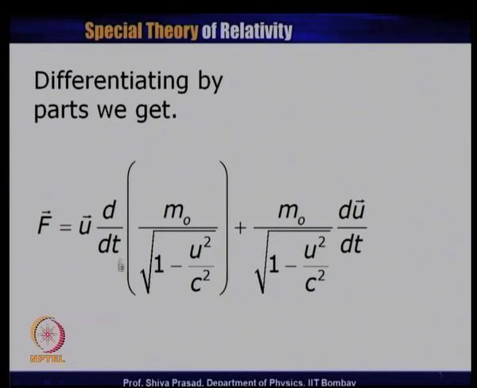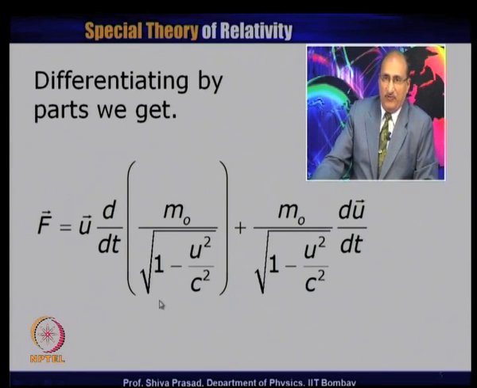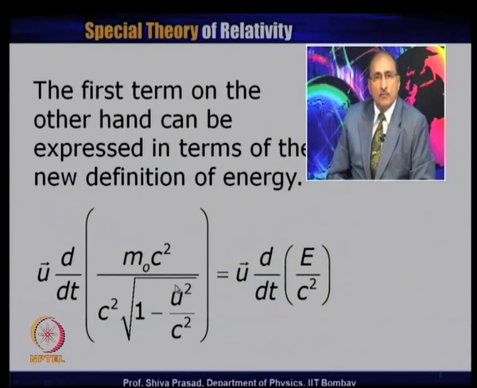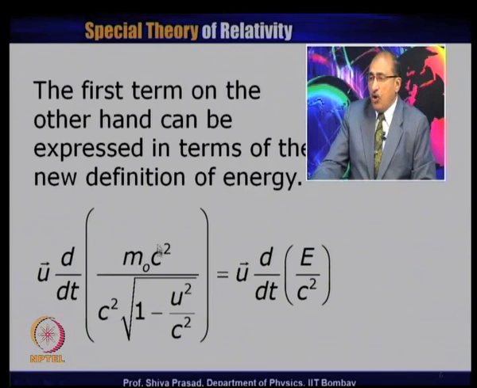Now, let us look a little more closely at this particular equation and try to see whether I can make meaning out of it. Next transparency, that is what I am trying to do. I am trying to look at this first term, which is d/dt of under root 1 minus u square by c square. This m naught, which was appearing outside, I have brought it inside. I have multiplied by c square and also divided by c square. The idea is that I can express this in terms of the new definition of energy, because I know this particular factor multiplied by m naught multiplied by c square can be written as the total relativistic energy of the particle, which is defined as gamma u m naught c square. So, this whole quantity can be written as the total energy of the particle divided by c square.